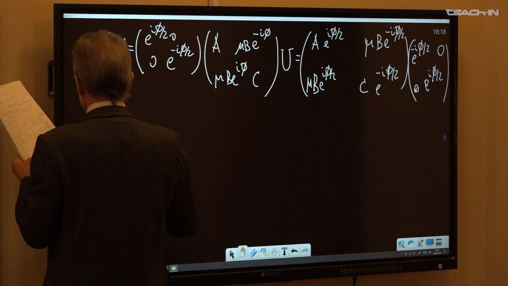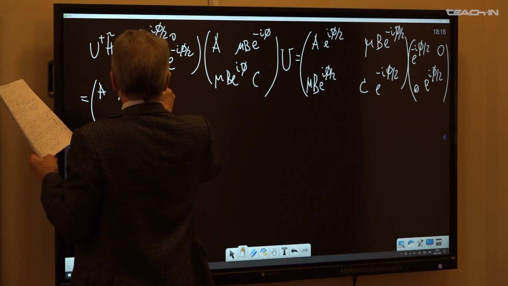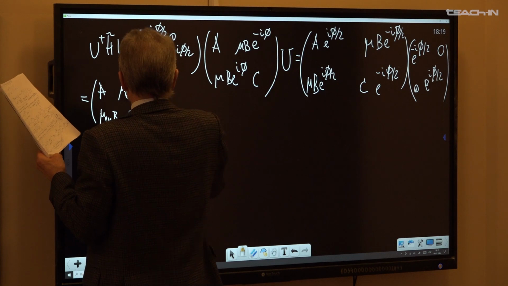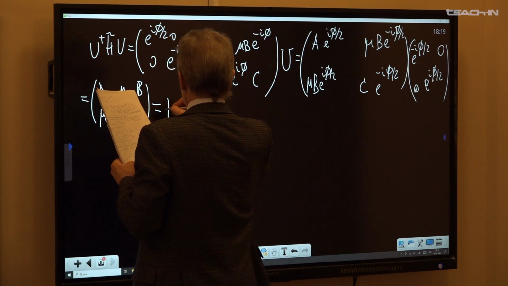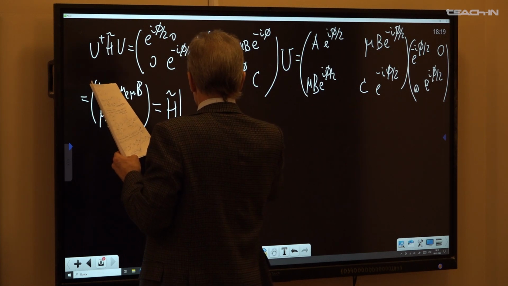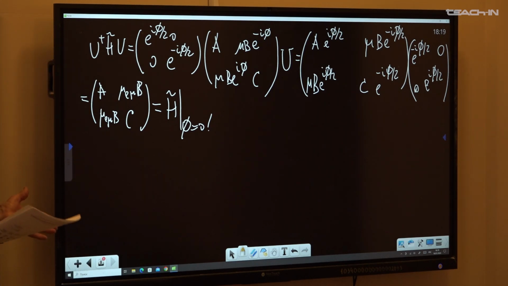Just a very simple result. mu_E, mu_B, I restore. mu_E, the indices B, C. So it's very interesting. It is the same, a very, very simple result. So thanks to this quite tricky transformation, we simplified the effective Hamiltonian.